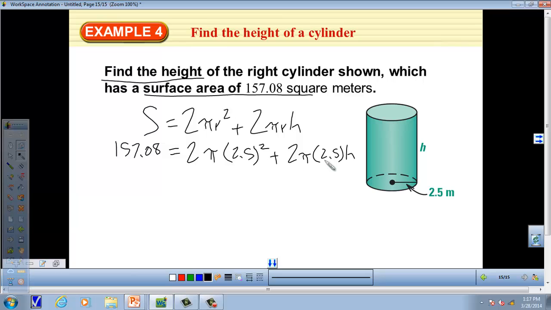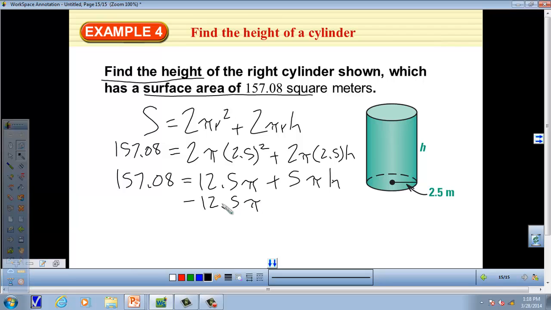So the first thing, I'm going to just go ahead and multiply out what we have here. So we have 157.08 equals 2.5 squared is 6.25, and times 2 gives us 12.5 pi, and 2.5 times 2 gives me 5 pi times h. Oops, sorry, I put r there. Should be h, so we'll erase that, times h. And we're going to subtract 12.5 pi on both sides.